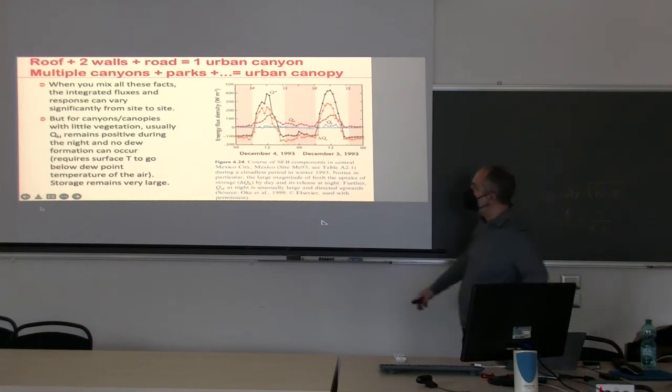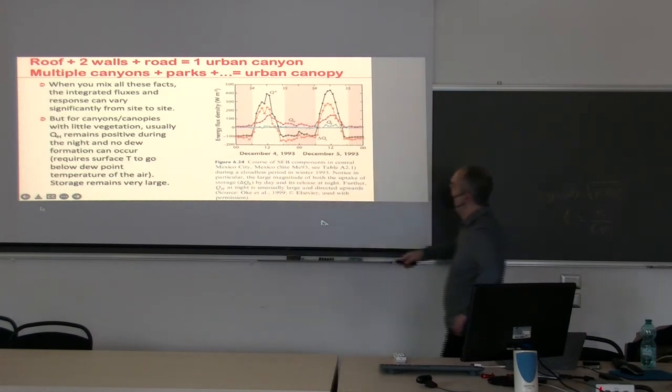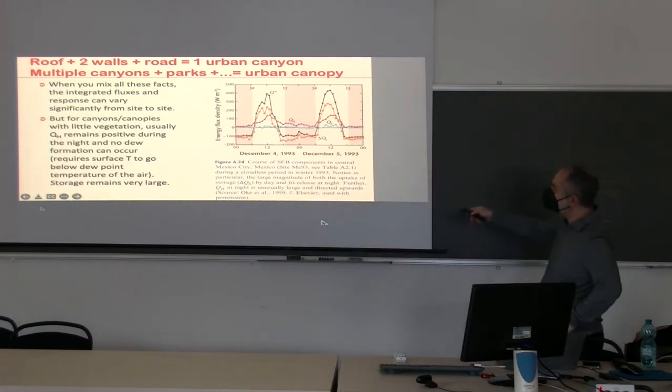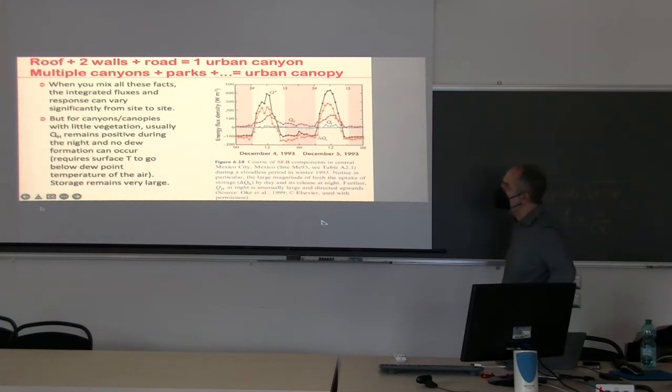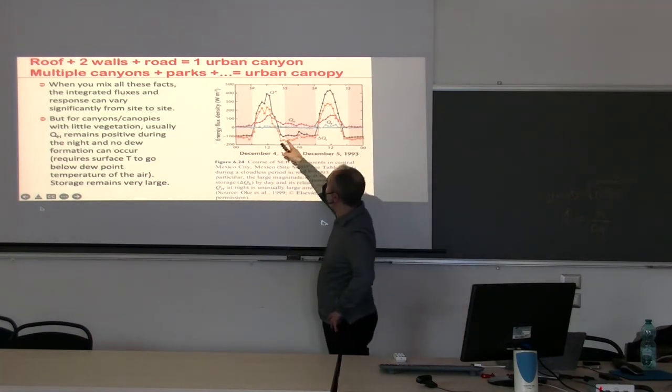This is an example of a surface energy budget in central Mexico City during a cloudless period in the winter. Again, what you notice is that the evaporative cooling is almost zero. Q star is quite large, on the order of 450, and basically 2/3 of this energy input is being stored, and only a third is being released during the day. Now, notice what happens during the night. All the storage is being released.